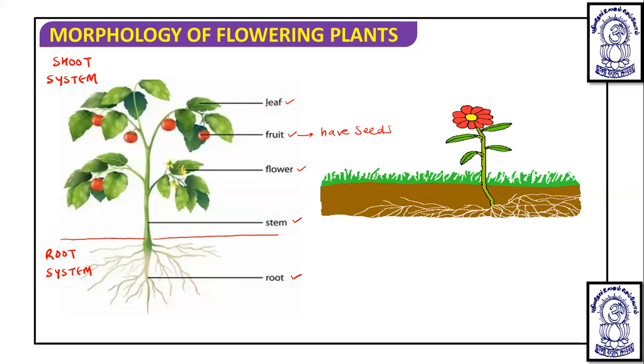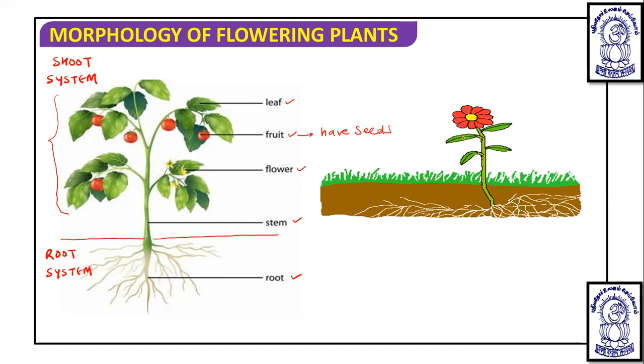You will see the leaf arrangement. You will see the flowers. Then you will see the fruit. The flower, fruit, and seeds all come above the ground, so that is a part of the shoot system. Shoot system consists of all these things, but the root system consists of only these things. And you can see these are the flowering plant.